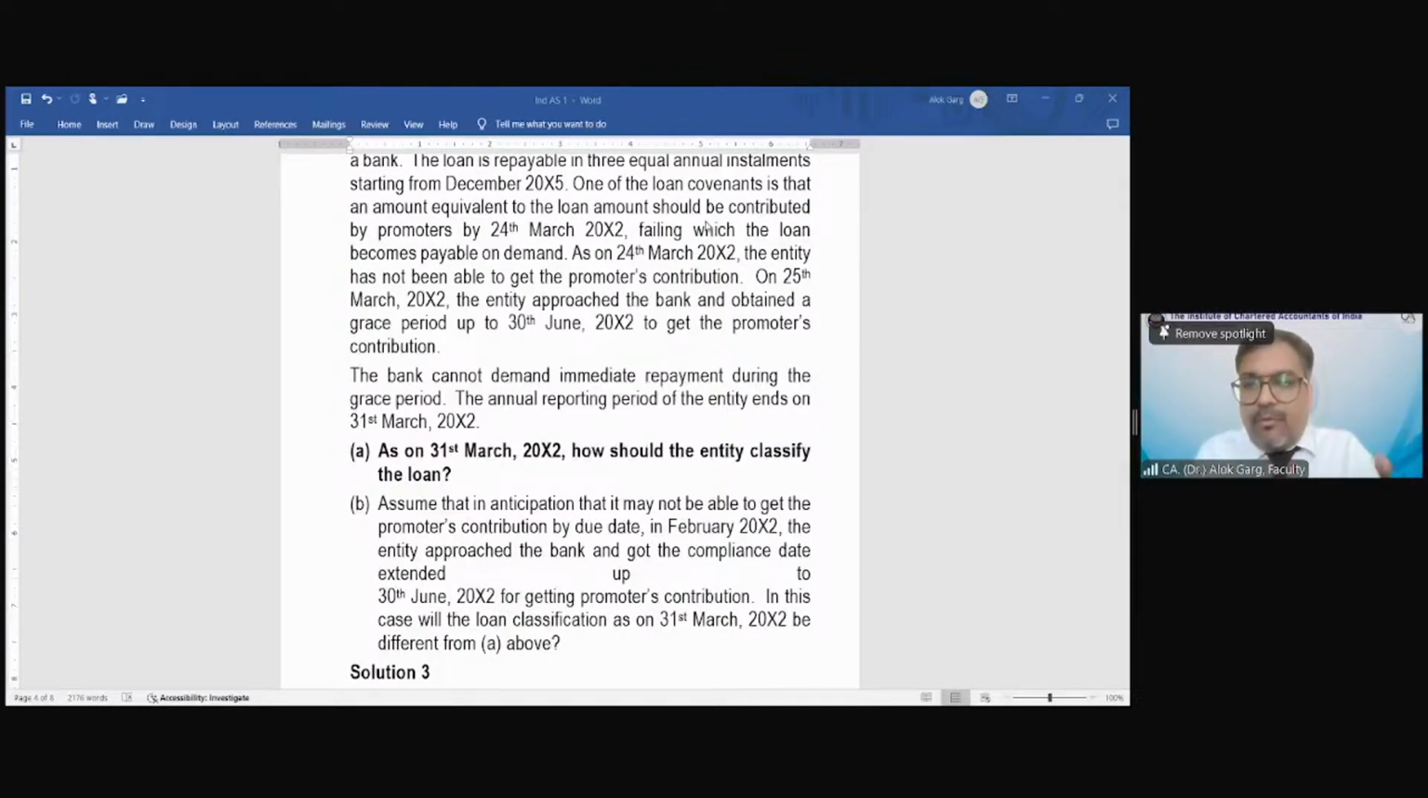So as on reporting date, whether this default exists or not? No, sir. So they have defaulted now.